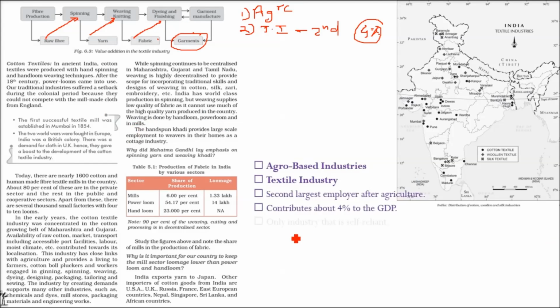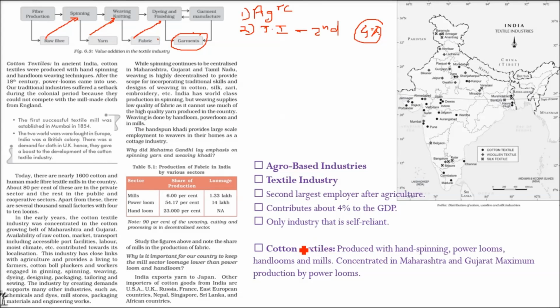So now coming to the cotton textiles. Cotton, kapas. This is produced with hand spinning, where an individual may be working on it or spinning, or he or she may be using electricity, and then they are called power looms. The hand-operated ones are called hand looms, while the looms which use electricity for their working are called power looms. And there are mills also, big mills. They are concentrated in Maharashtra and Gujarat, and the maximum production by power looms is done there, so power looms are used heavily.